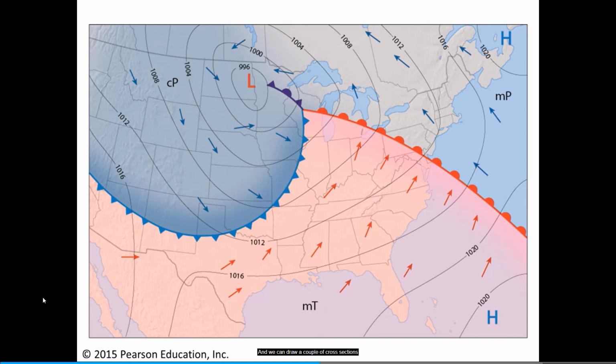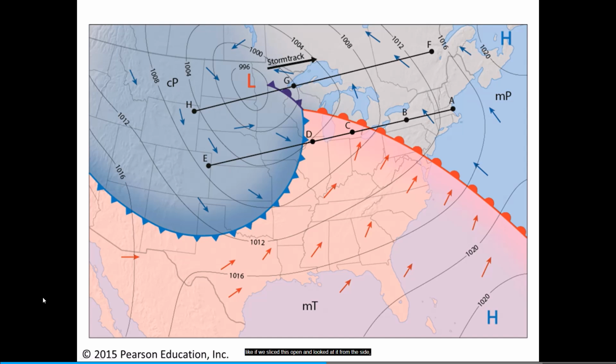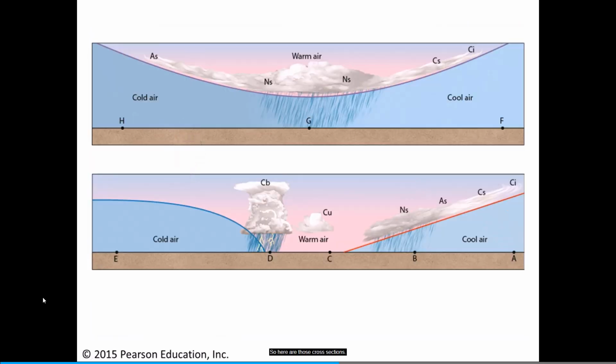And we can draw a couple of cross sections across this weather map and imagine what it would look like if we sliced this open and looked at it from the side, say from point A to point E, or point F to point H. So here are those cross sections.